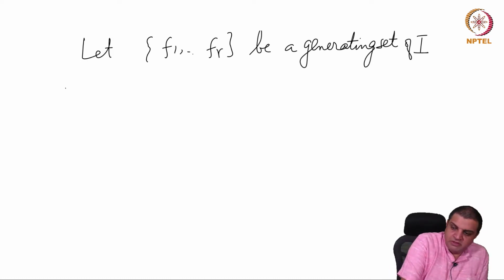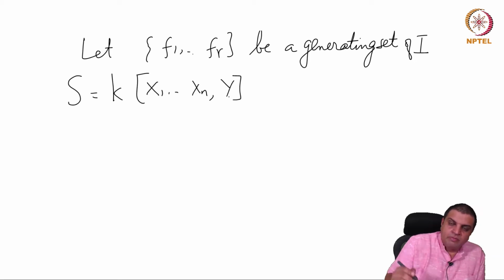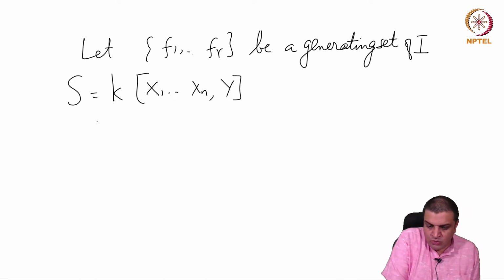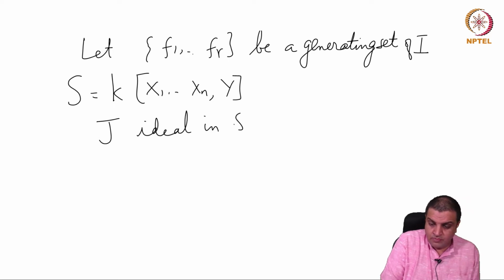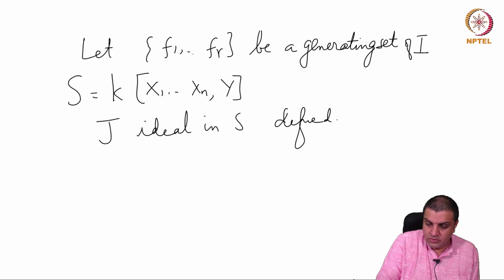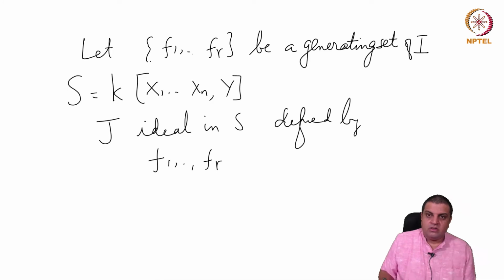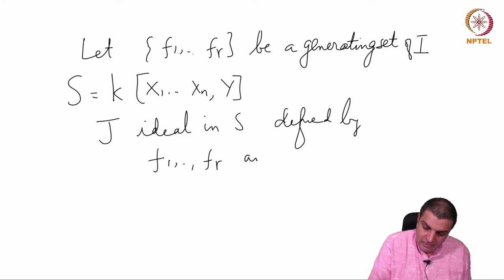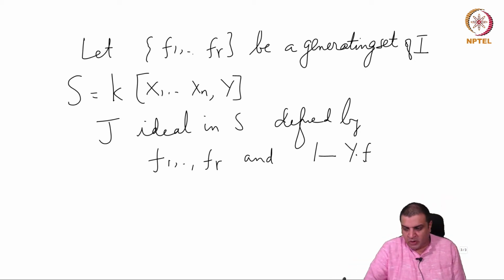So we define a new ring S, which has the same n variables x and a new variable y. In that, we define a new ideal J in S, defined by f1 through fr, the generators of I, and a new element which is 1 minus y times f. So f is a polynomial just in the x's, so we are writing a polynomial like this.